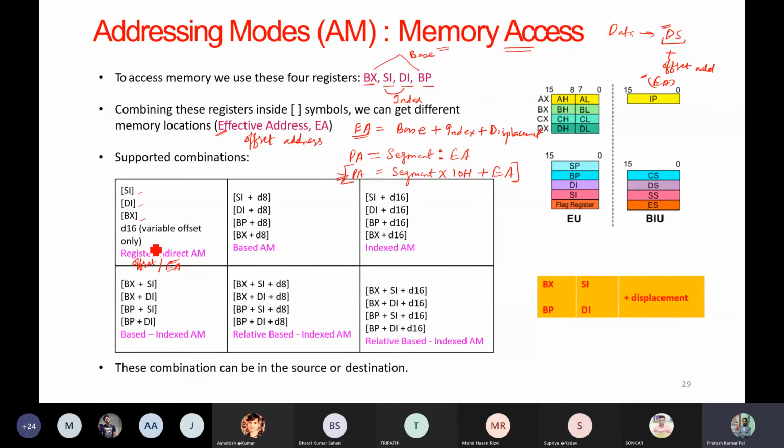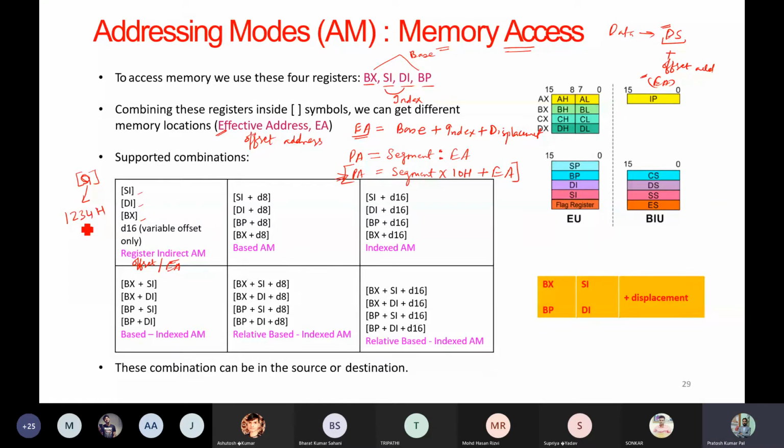By combining these registers, we have used this bracket. Whatever content is inside this bracket will be considered as a memory location. If SI is there, whatever the content of SI is. Here SI is written, so suppose SI is 16-bit and it contains 1 2 3 4 H. Written in brackets, that means 1 2 3 4 H is an address location.